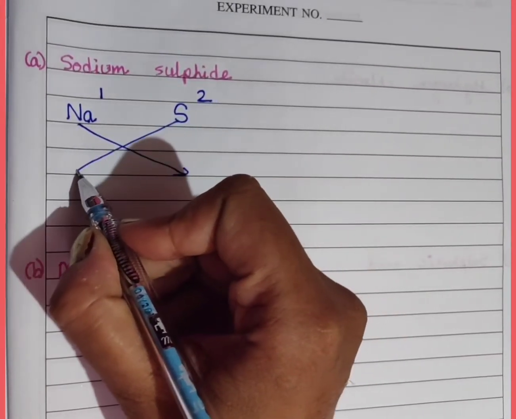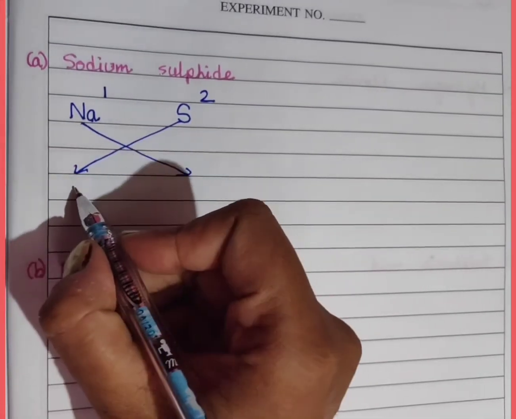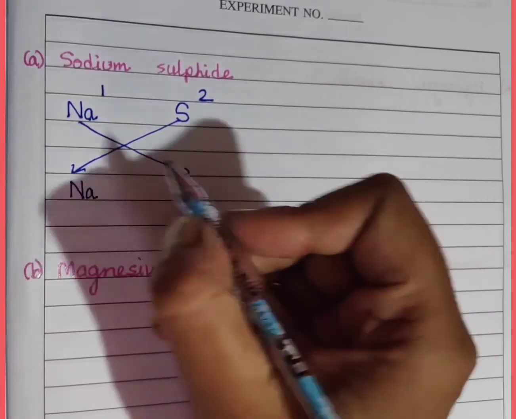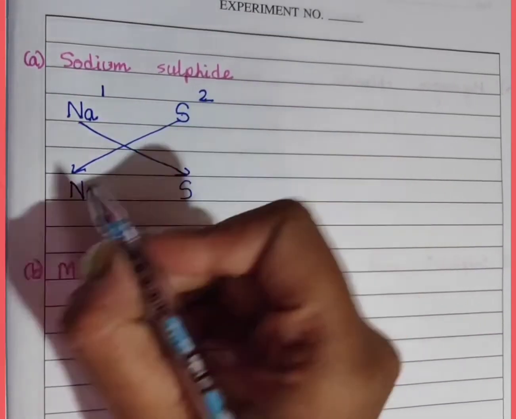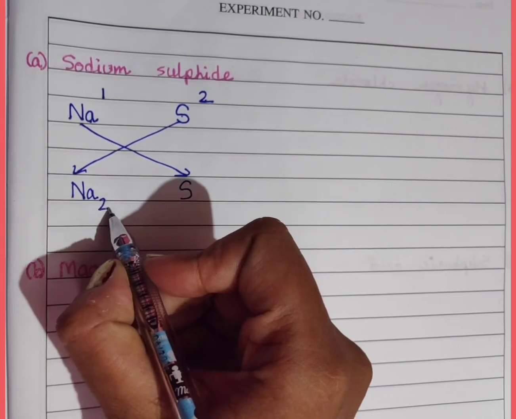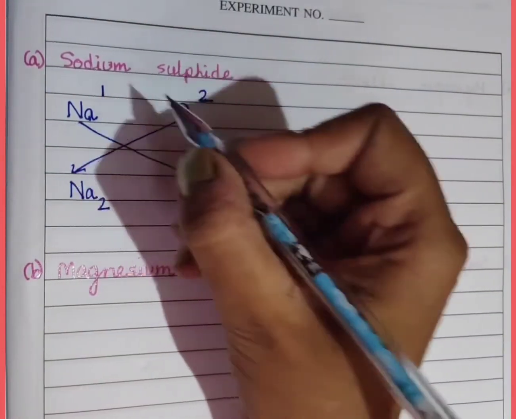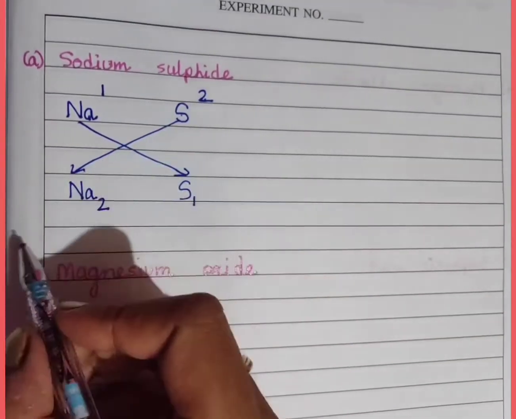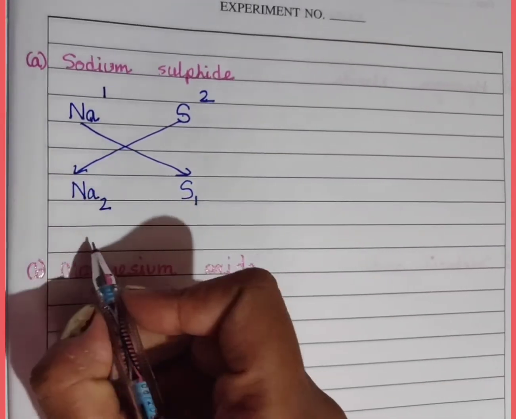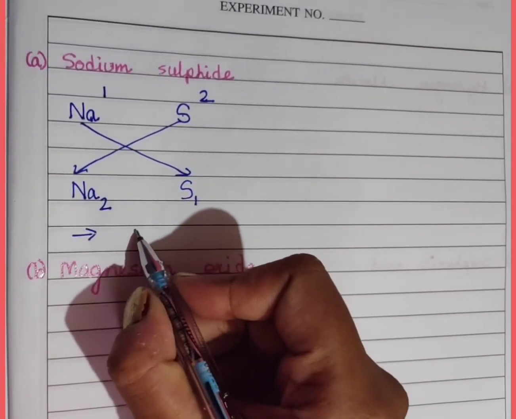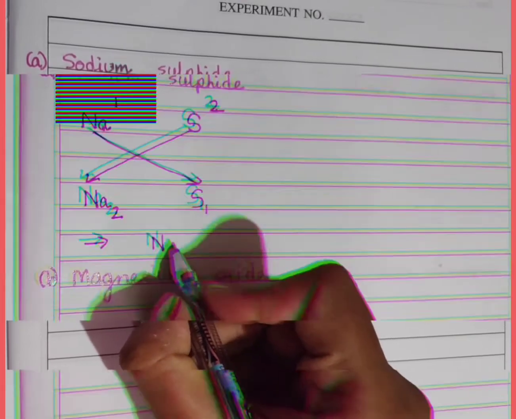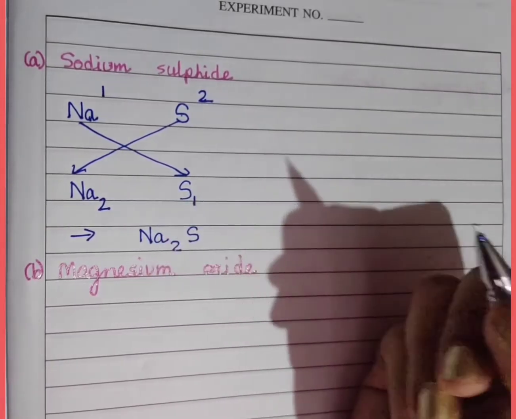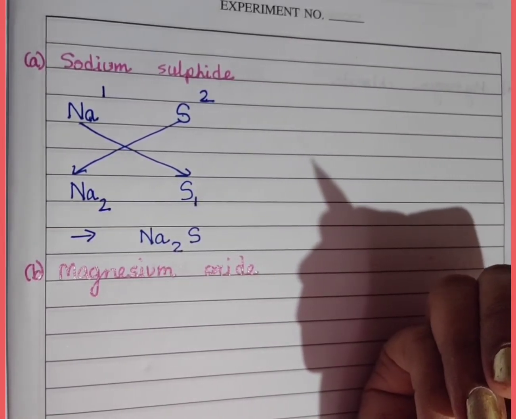Okay. So when they interchange the valencies, what will happen is that the valency of sulfur, which is 2, will come here as subscript. The valency of sodium, which is 1, will come here as subscript. So you see here how they have interchanged their valencies. So what is the formula of the compound? It is Na2S. So we are going to ignore 1. It is not necessary to write.